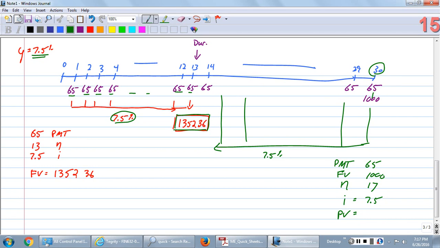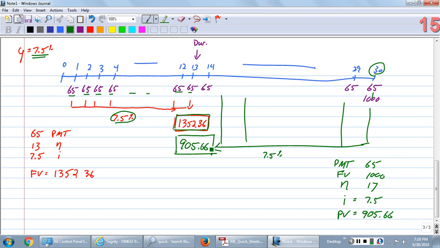I'm doing it, that can't be right. Let's try it one more time. 65 is my payment. 1,000 is future value. 17 is N. 7.5 is I. Solve for PV. And this time I get something that makes sense. 905.66. All right.